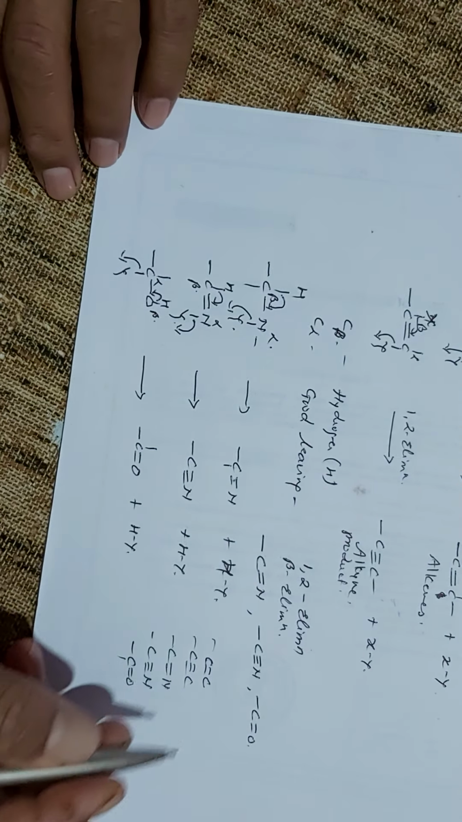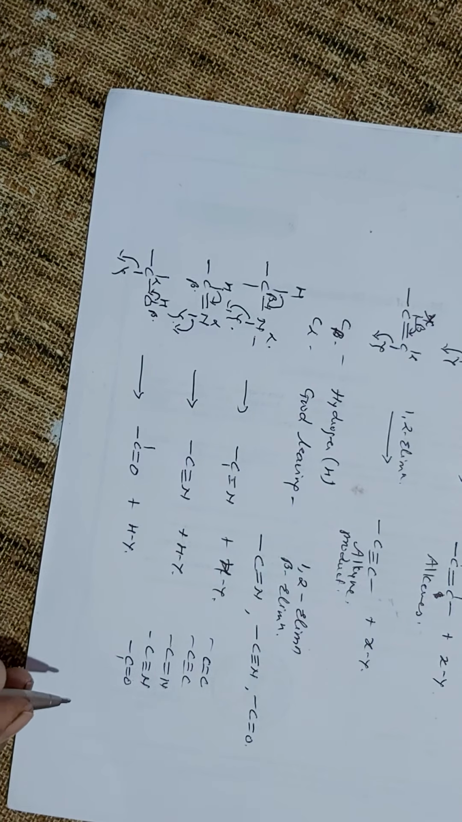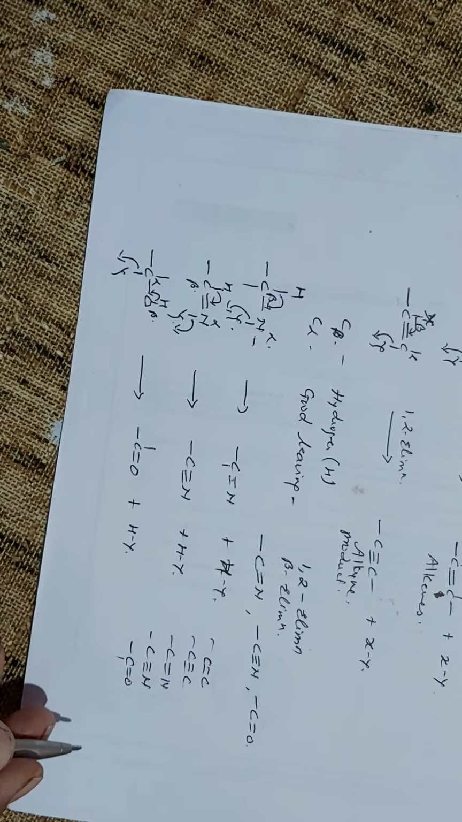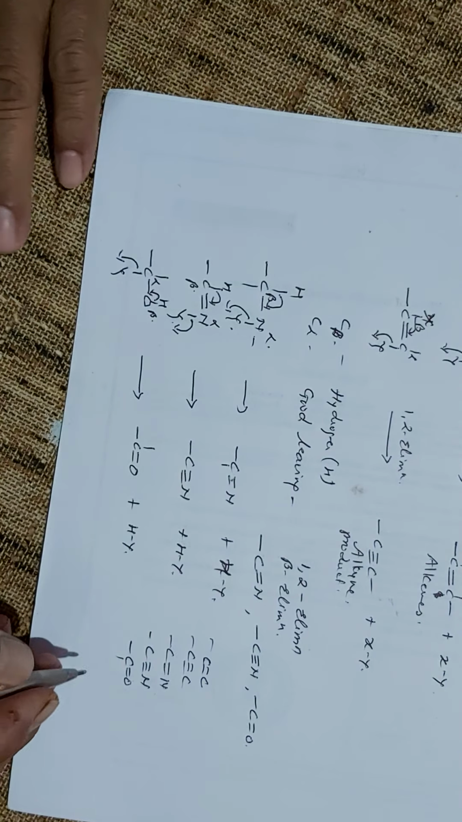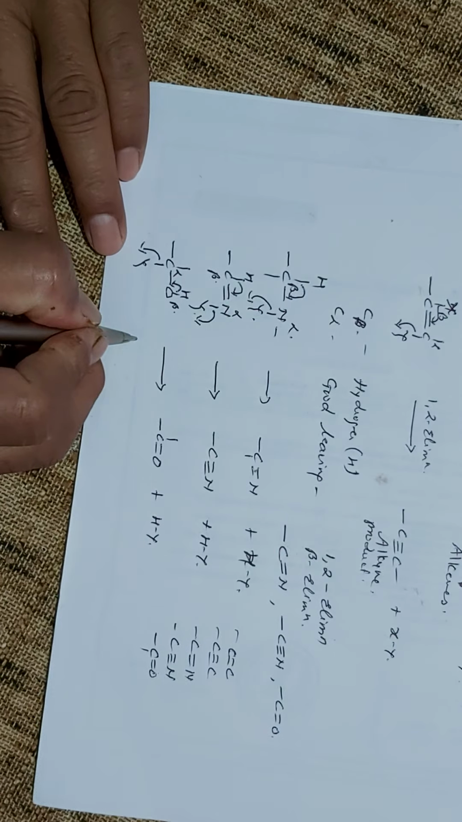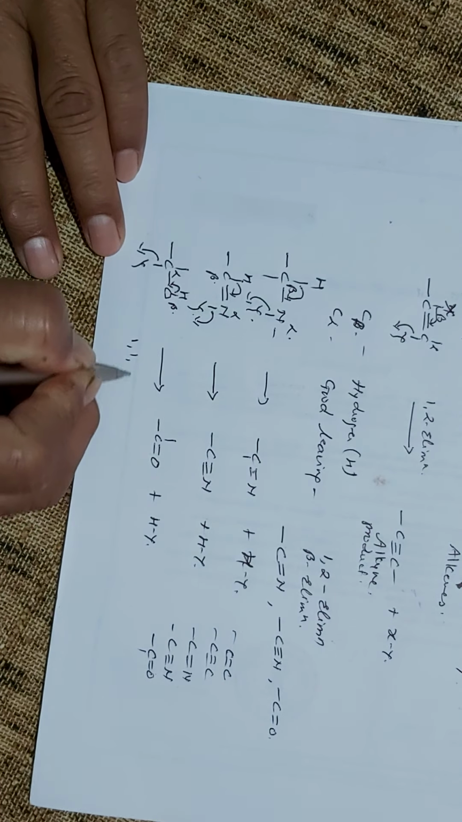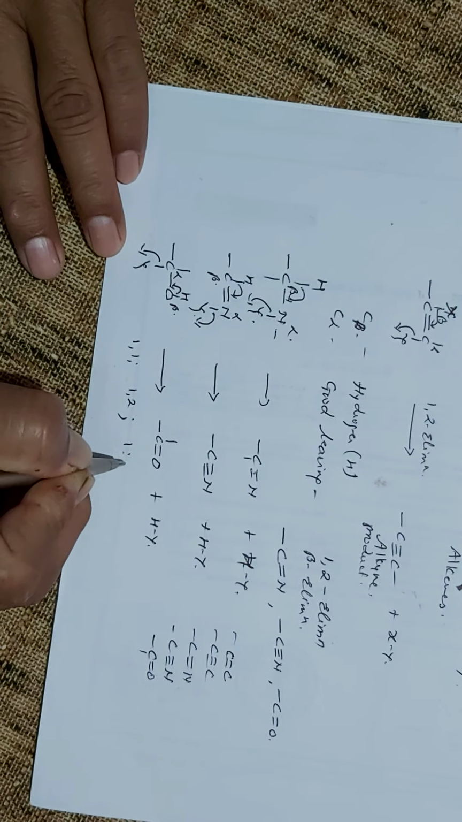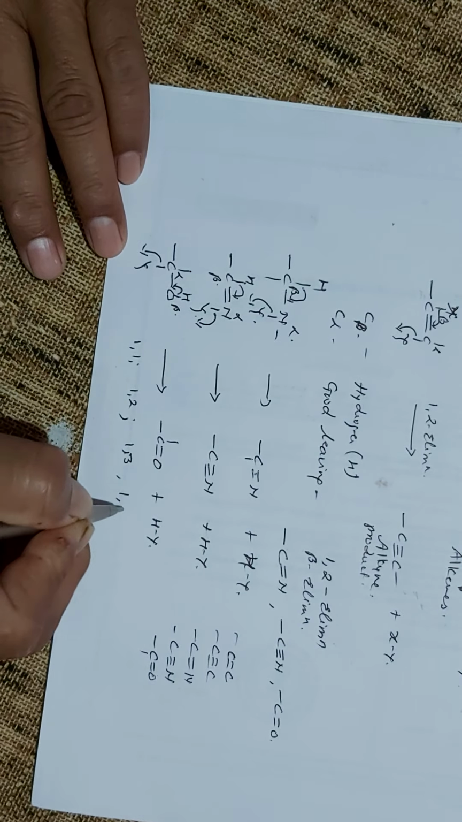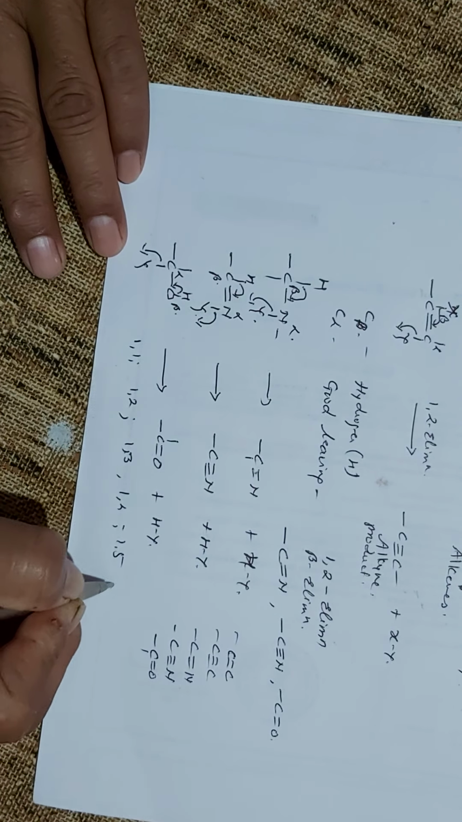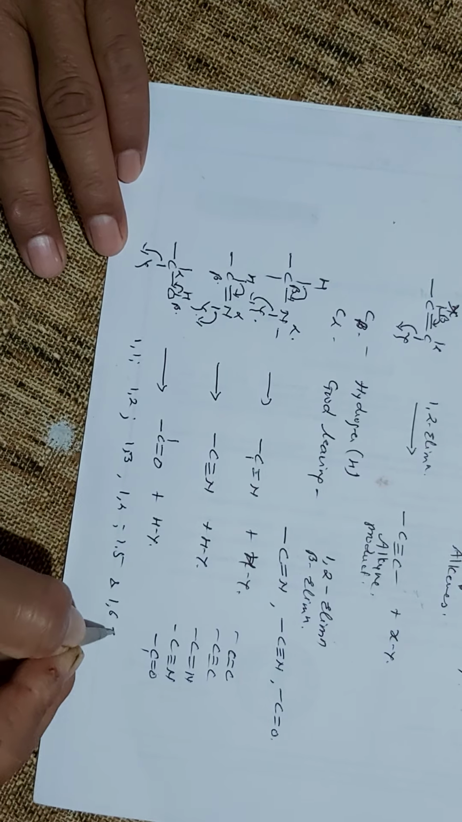So these are the reactions in which unsaturated compounds are being prepared. There are more different types of elimination reactions that are termed 1-1 elimination, 1-2 elimination, 1-3 elimination, 1-4 elimination, 1-5 elimination, and 1-6 eliminations also.